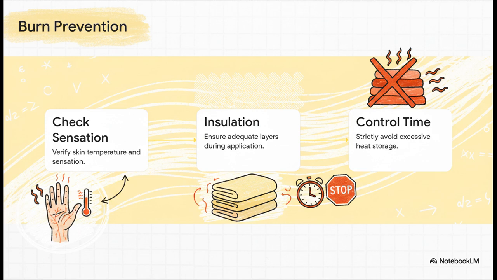Step 1, you must always check the patient's baseline skin temperature and, most importantly, their sensation before applying anything. If they have nerve damage and can't feel the heat, they simply cannot tell you if it's burning them. Step 2, ensure adequate insulation layers, like specific towel wrapping to tightly control the rate of that latent heat transfer. And Step 3, strictly avoid excessive heat storage by following exact timing protocols.